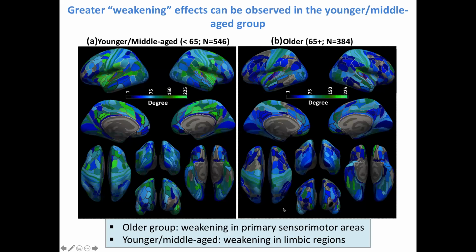These are the weakening effects for younger middle-aged as well as the older groups. From these figures, you can see that while the effects are fairly replicated across the brain, the younger middle-aged group is showing relatively greater weakening effect compared to the older group. Also, the older group is showing greater weakening effect in the primary sensory motor areas, whereas the younger middle-aged group is showing greater weakening effect in the limbic region.